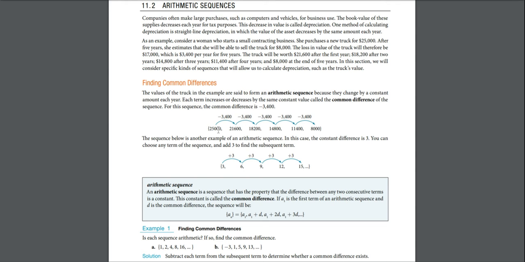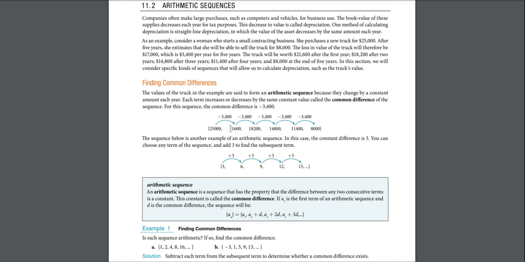First of all, an arithmetic sequence is a sequence that goes up or down by the same number each time. In this one, they're subtracting 3,400 each time, so this is a decreasing arithmetic sequence. And in this one, you're adding 3 each time, so it's an increasing arithmetic sequence. As long as you're adding or subtracting the same thing each time, you have an arithmetic sequence, and we call that amount the common difference.